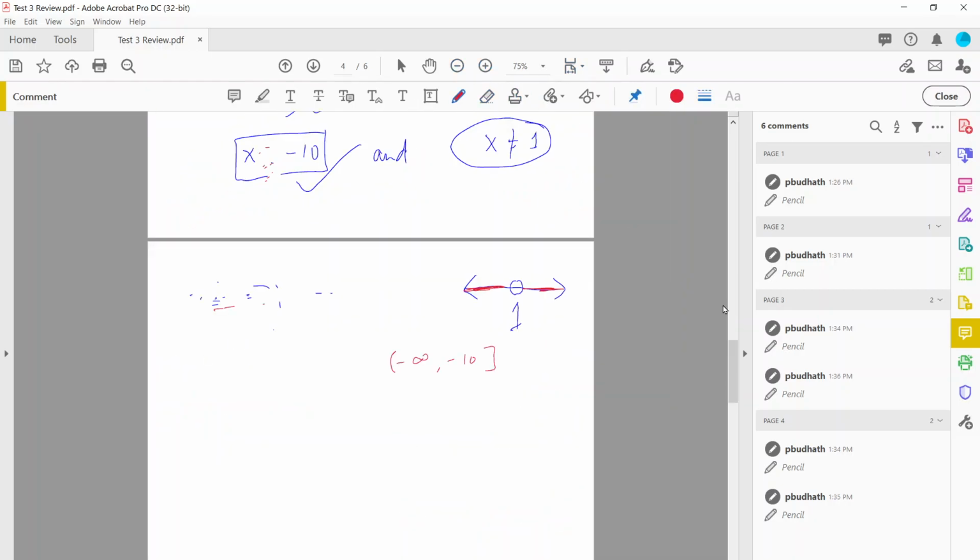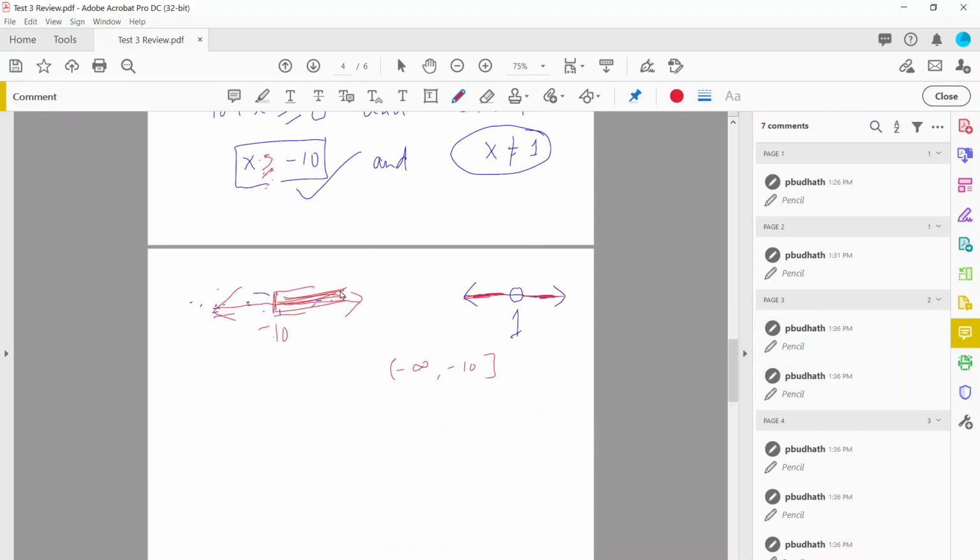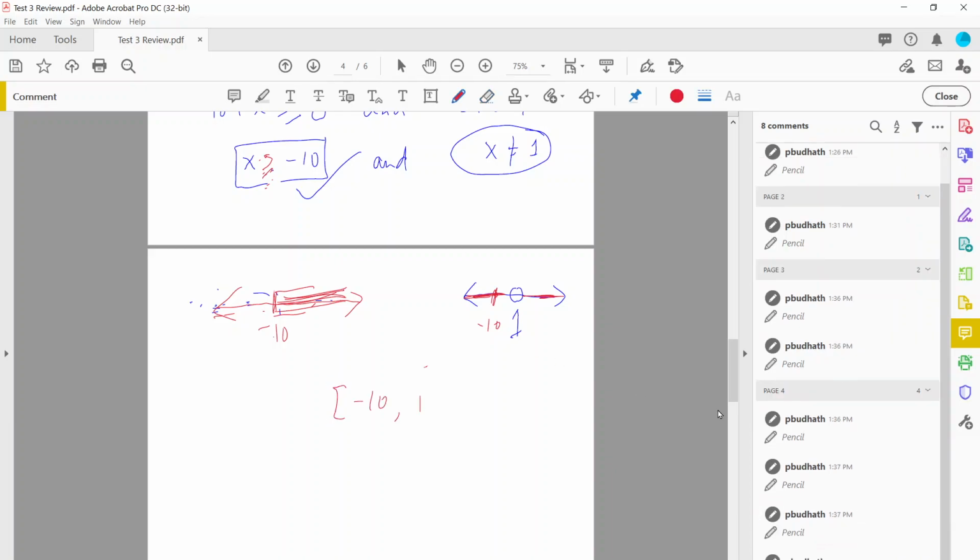So let's go back one more time. It should be greater or equal to negative 10. If I plot the graph here, this is negative 10, and greater or equal to negative 10 is this part. We are trying to find the intersection of this and this. The common part would be from negative 10 to 1, and we cannot include 1 because 1 is not here, and then union from 1 to positive infinity. This is the intersection between these two.